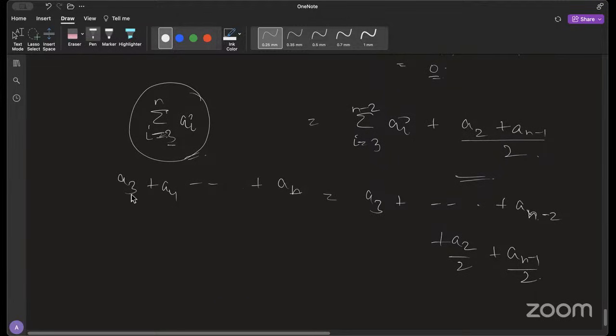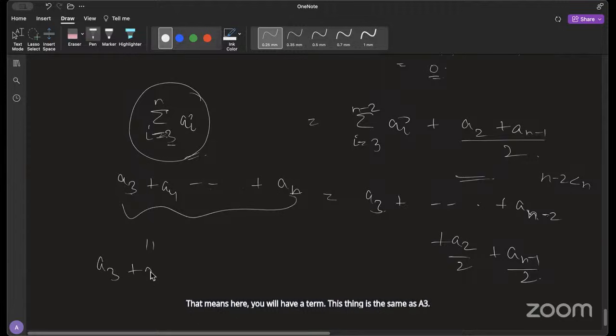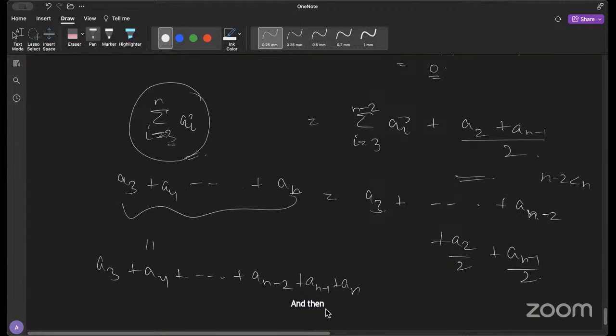If you check, this is from 3 to n, and this is from 3 to n minus 2. And n minus 2 is obviously smaller than n, that means this comes before n. That means here you will have a term. This thing is the same as a3, a4, and so on till an minus 2, an minus 1, and then an. These two things are the same. We've just written it more properly.